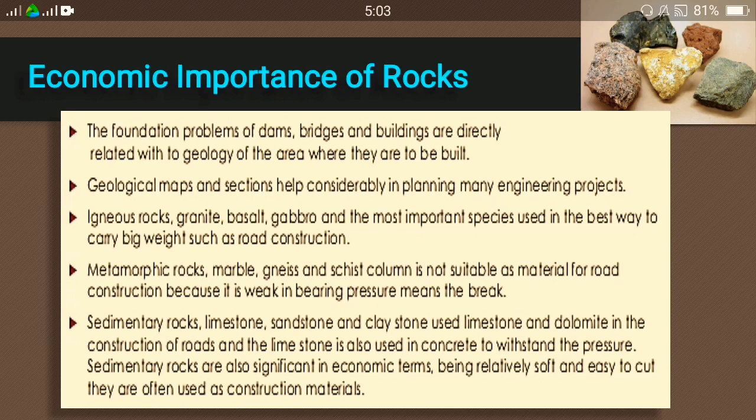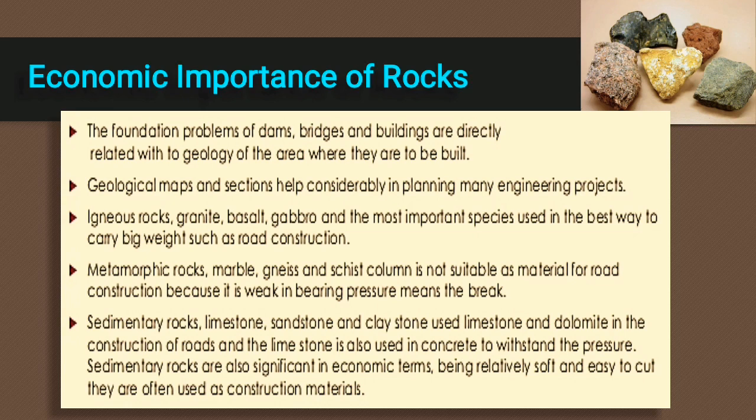Economic importance of rocks. Rocks are fundamental building blocks of Earth. They have various uses for modern economic development. They are important clues for the history of the Earth. The igneous rocks, granite, basalt and gabbro, are the most important and used in the best way to carry big weights, such as in road construction.